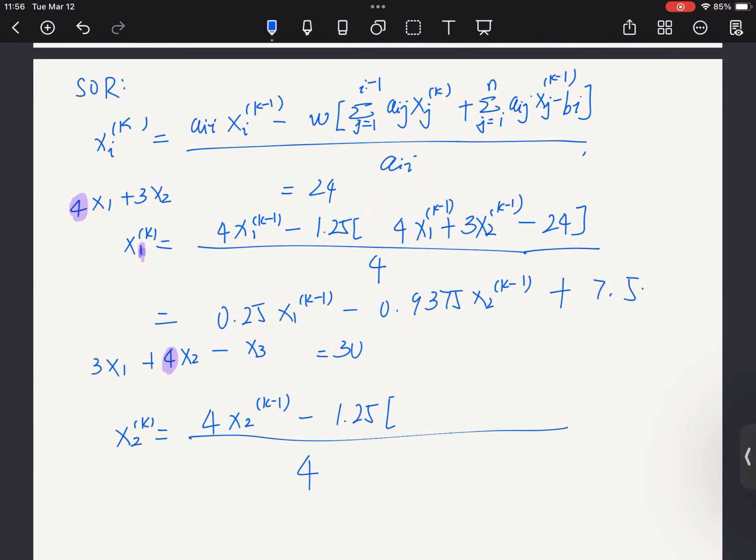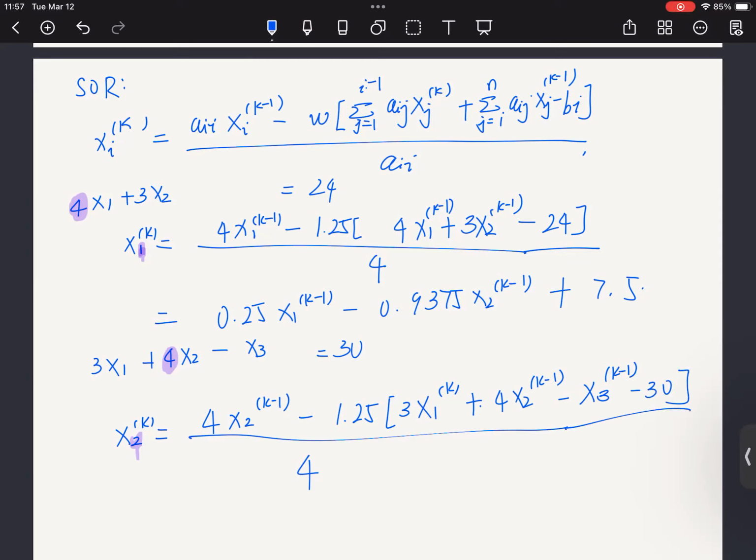And let's see. So this part is the things before the index 2, so j equals 1, and then sum up to 2 minus 1. The index should be j equals 1 to 1. So there's just one item from the current step information. So what is the aij xj here? From the k, it should be the 3x1 k, and then plus the things after the index, which should be coming from the previous step. So 4x2 k minus 1, and then subtract x3 k minus 1, and then subtract the 30, and then that's it.